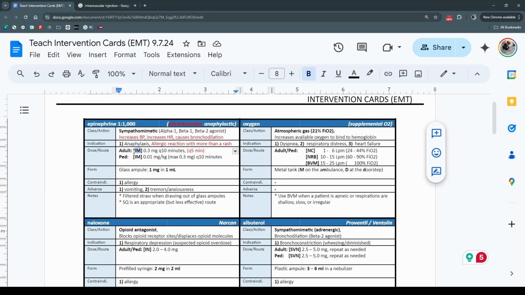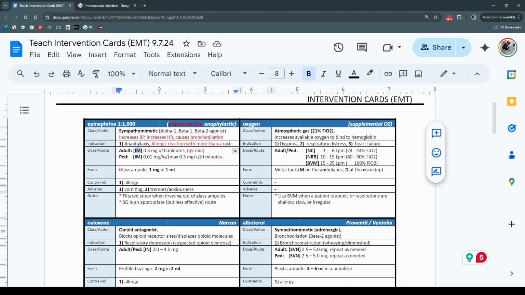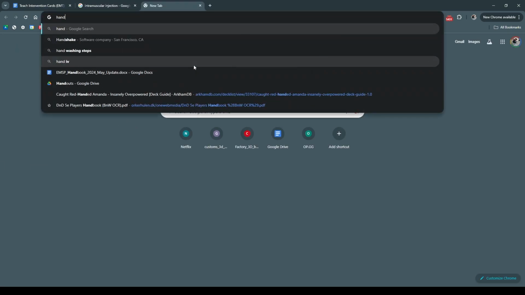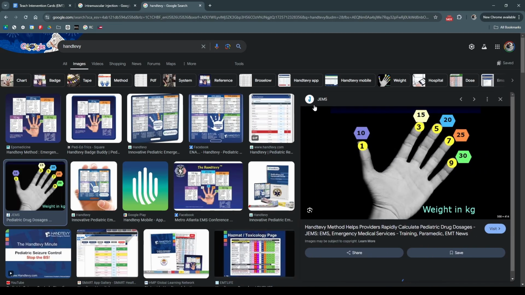And so here with the adult administration of epi, for an EMT we give 1 to 1,000 epi intramuscularly. And it's just as gnarly as it looks. 90 degrees against the tissue all the way to the hub. For pediatrics, we do need to dose it and wait. There's what we call the hand teddy method. We'll get into this a little bit later, but this is a great way of determining pediatric weights.